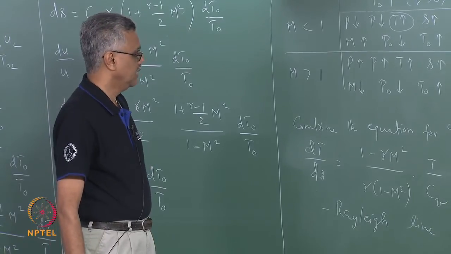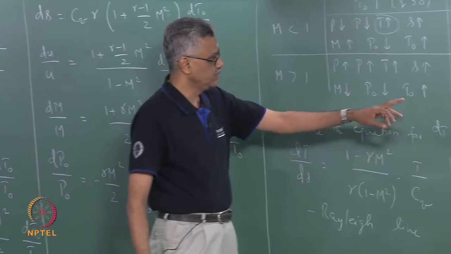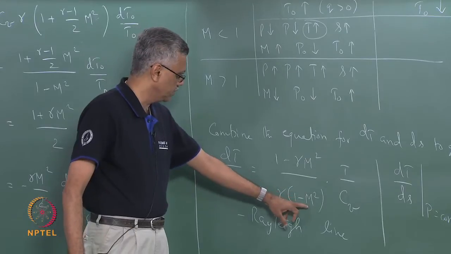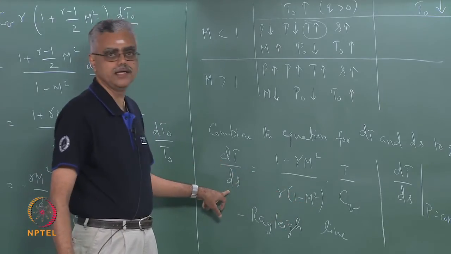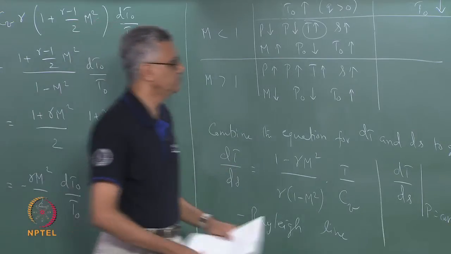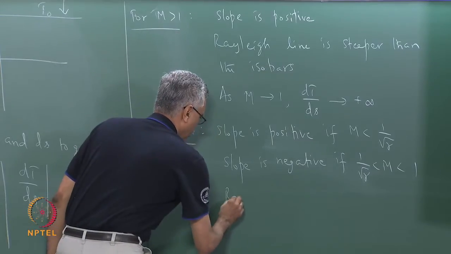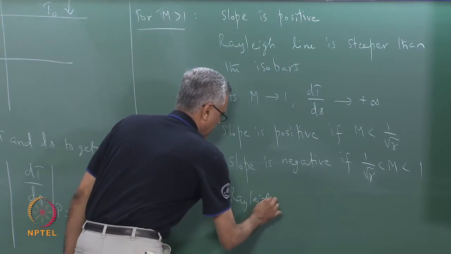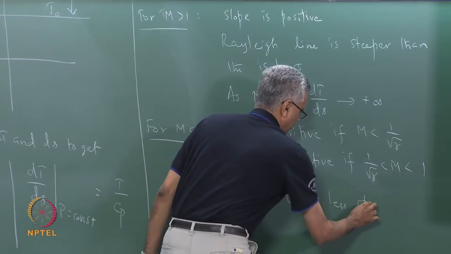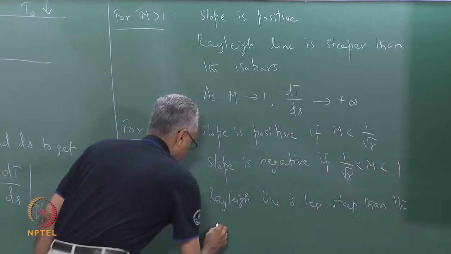Okay, and it is also easy to show, by comparing these two, that when m is less than 1 over square root of gamma, and if m is less than 1, the Rayleigh line is actually less steep than the isobar. In the previous case it was steeper, so in the subsonic case the Rayleigh line is less steep than the isobars.